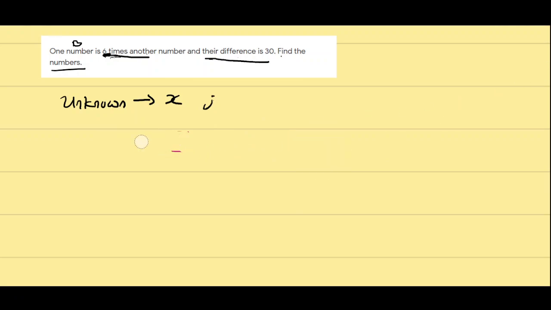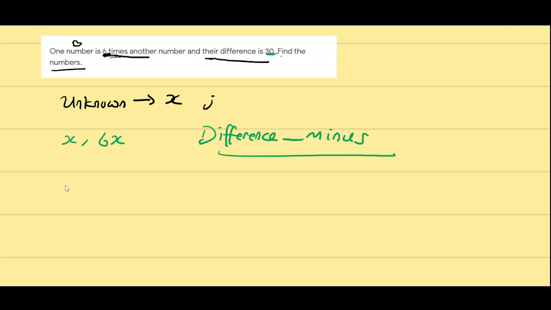So here now we are given one number is 6 times another number. So one of them is x, one of them here is 6x, and the difference is 30. Now this 30 is positive. This word difference tells us to minus. So you may do x minus 6x to get 30, but we want positive numbers here, of course. So what we'll do is that we just put 6x minus x, so the difference, and this difference is equals to 30.